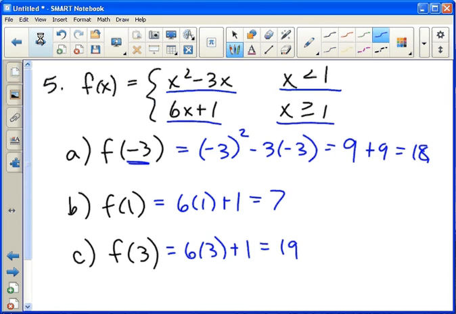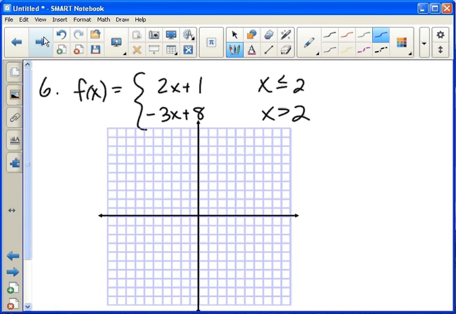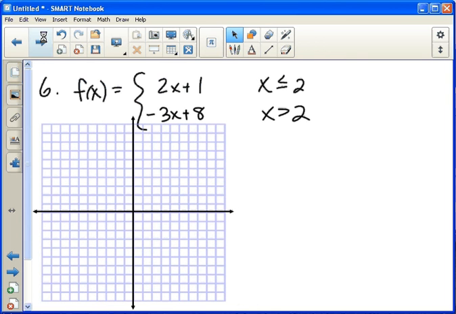Now number 6, you can use your calculator to help you with this one. In fact, I probably would, so let's do that. I'll move this over to the side so we can see the calculator a little better. I'm going to start with 2x plus 1.